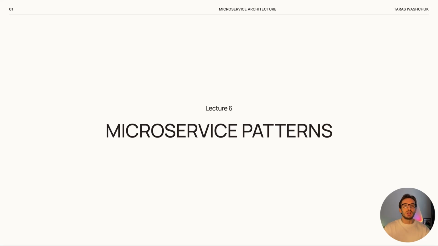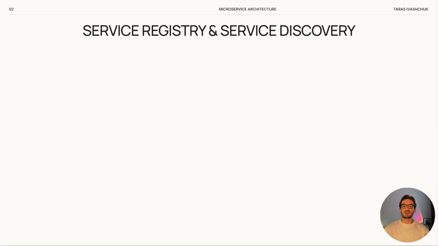And here comes a logical question. How can we find the right service? And why can't we just hardcode the URL? The answer is simple. Services can change their addresses, scale up and down, and move around. So hardcoding does not work. That's why we have the pattern service discovery and service registry.